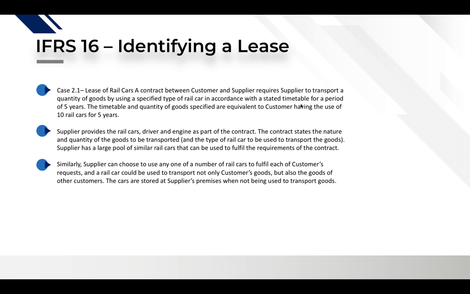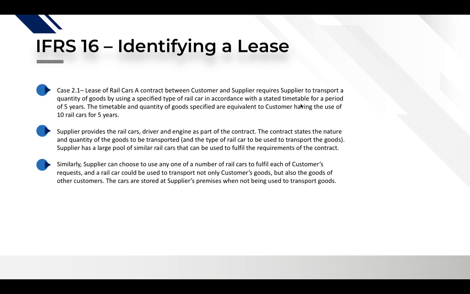The timetable and quantity of goods specified are equivalent to customer having the use of 10 rail cars for 5 years. Supplier provides the rail cars, driver, and engine as a part of the contract. The contract states the nature and quantity of goods to be transported. Supplier has a large pool of similar rail cars that can be used to fulfill the requirement of the contract.